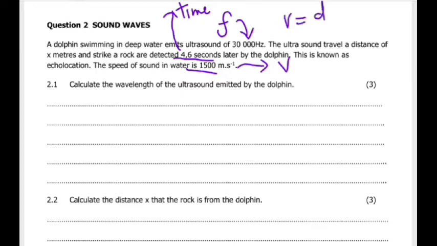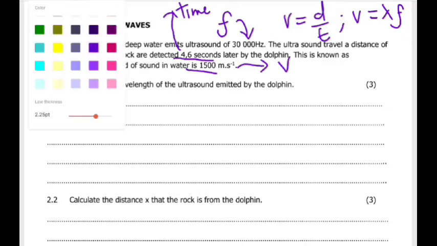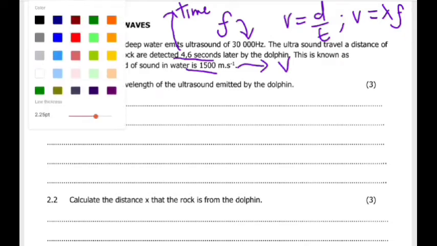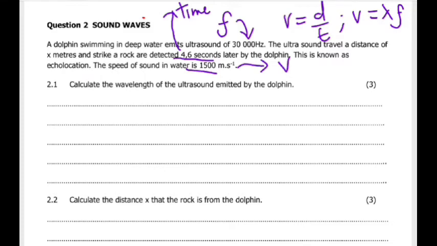We said we've got two formulas, distance over time and the product of wavelength and frequency. Which of these two formulas are we going to choose? The one that has got frequency is obviously that formula. So we need the other two quantities. In fact, we want the wavelength, so we need the other two quantities. The speed is given as 1,500. The frequency is given as 30,000. So we can now work out the wavelength.